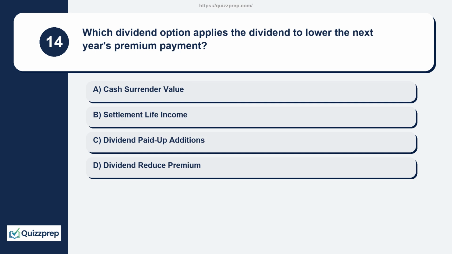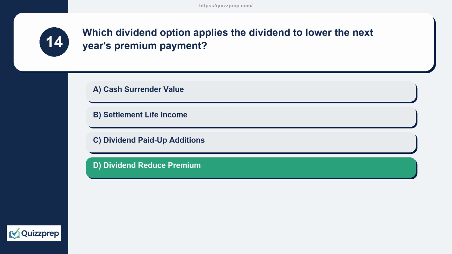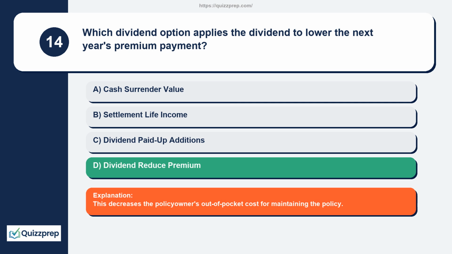Question 14. Which dividend option applies the dividend to lower the next year's premium payment? Cash surrender value, settlement life income, dividend paid up additions, dividend reduce premium. This decreases the policy owner's out-of-pocket cost for maintaining the policy.